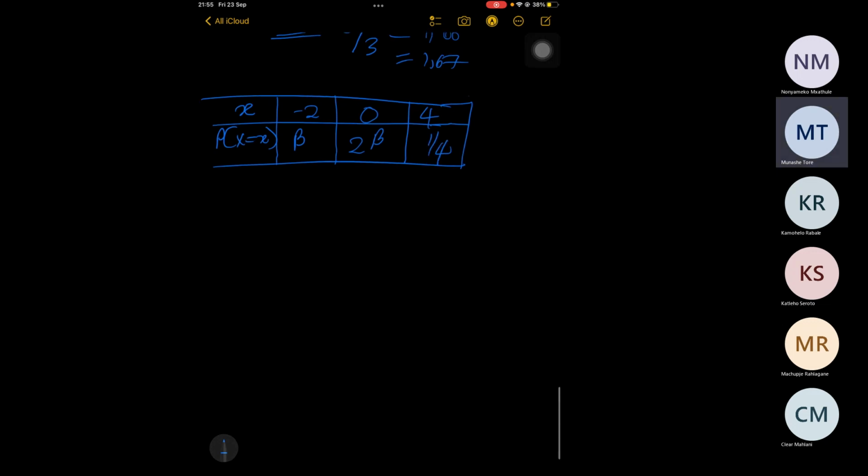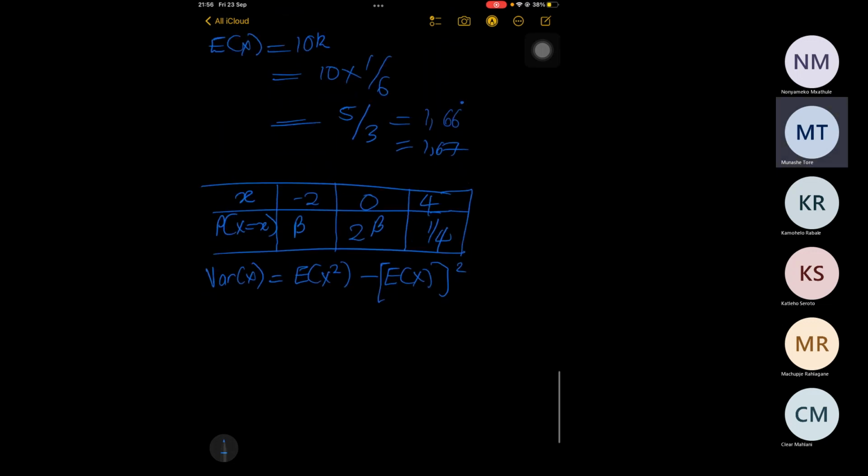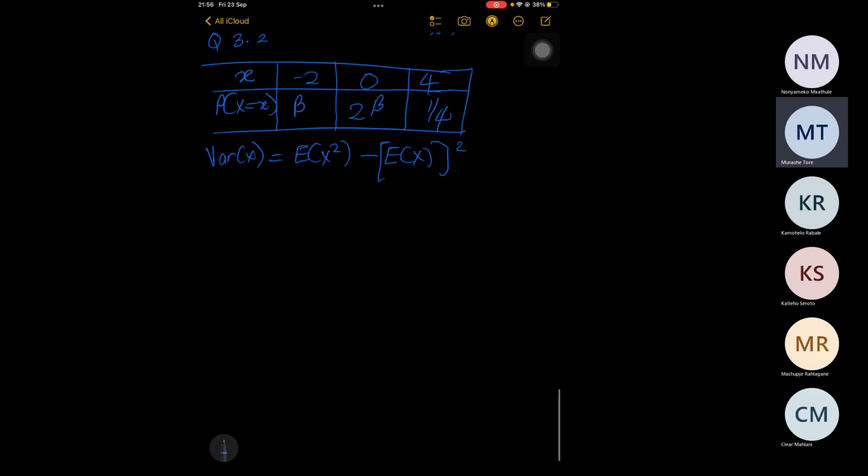Then the variance of x is. So first step, we want to calculate the variance of x. How would you calculate variance of x? It's going to be E of x squared minus E of x, everything squared. This is how we calculate the variance. And so this is question 3.2.